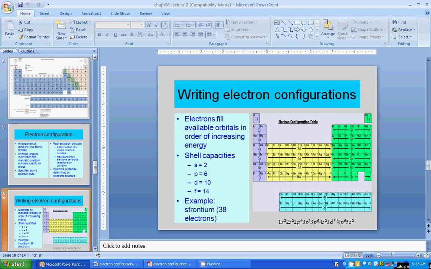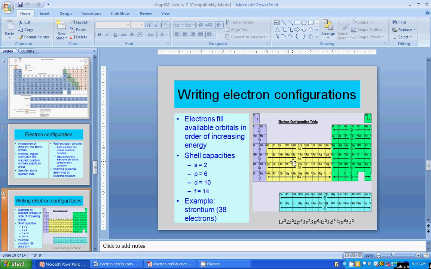So the electron configuration says that electrons fill available orbitals in order of increasing energy. And you have what are known as shell capacities. In the S shell, you have 2 electrons. The P shell, you have up to 6 electrons. The D shell, you have up to 10. And the F shell, you have 14. And so if we take a look here at our example, strontium, strontium has 38 electrons. So we'll use the electron configuration table to help us figure out what the written configuration is for it.